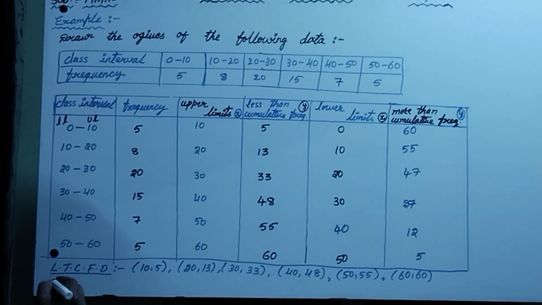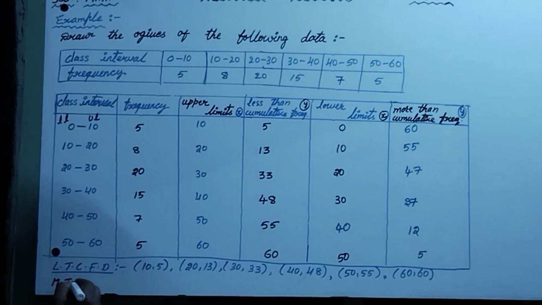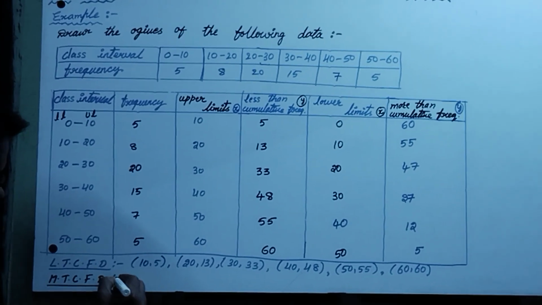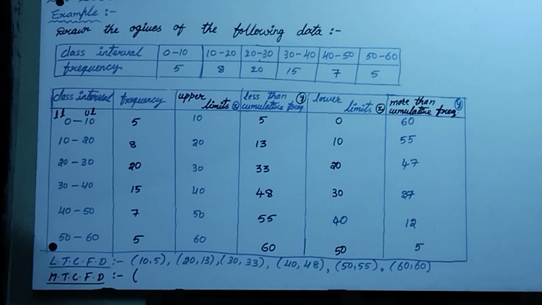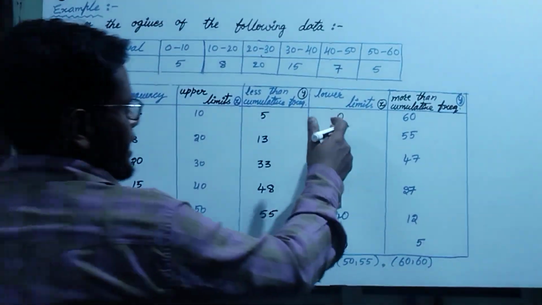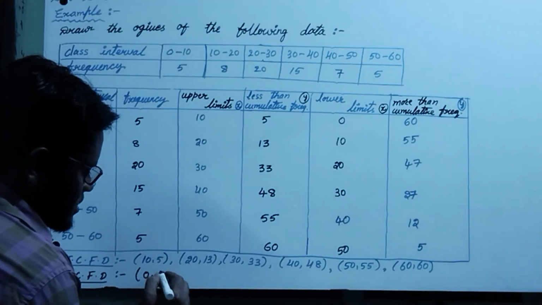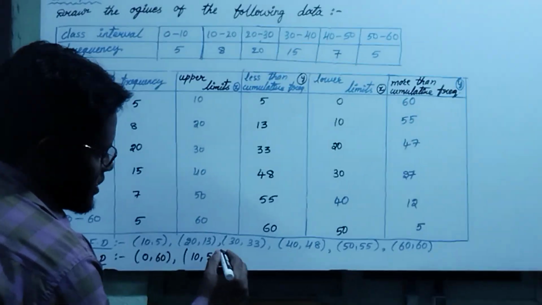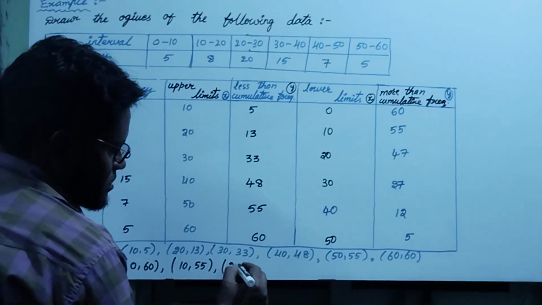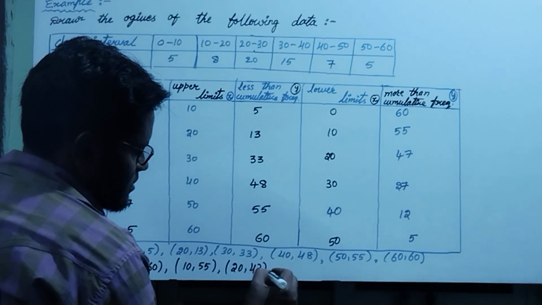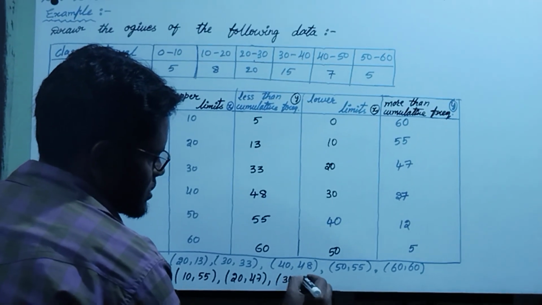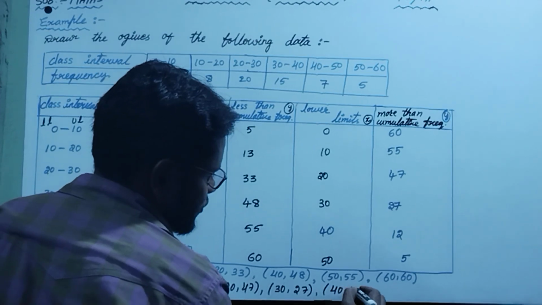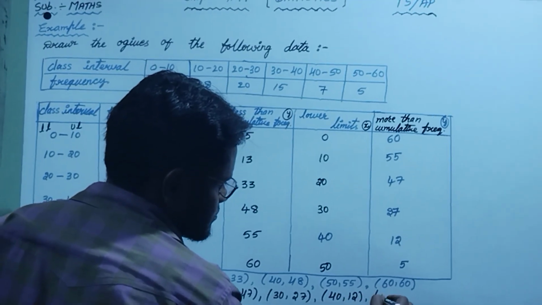Then after this, more than cumulative frequency distribution. I want these coordinate points, x and y. 0 comma 60. The next 10 comma 55. 20 comma 47. 30 comma 27. 40 comma 12. 50 comma 5.